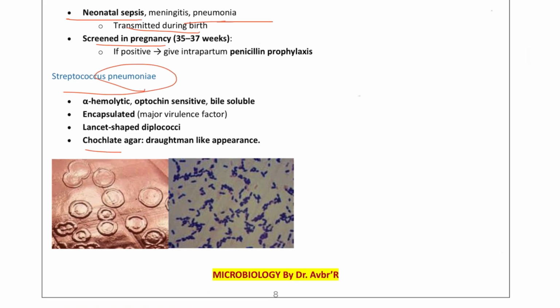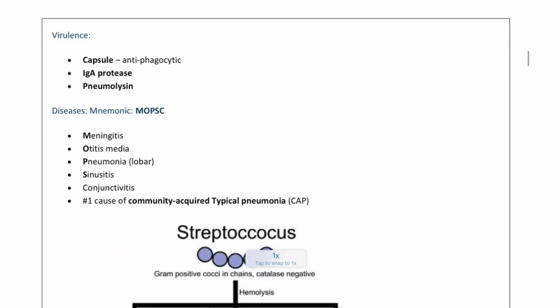Streptococcus pneumoniae: on chocolate agar, draughtsman-like appearance. Here you can see the draughtsman-like appearance you are going to see. And the diseases are meningitis, otitis media, pneumonia, which is the most common cause, sinusitis, and also conjunctivitis. As I said, the most common cause of community acquired pneumonia is this organism.